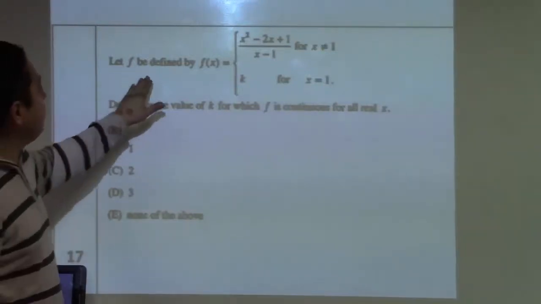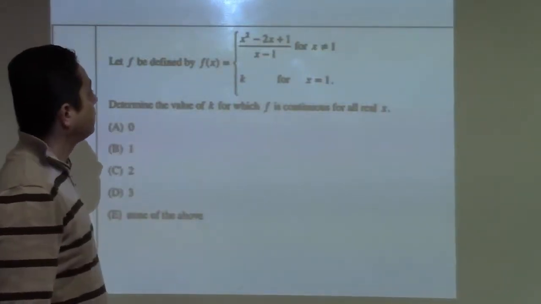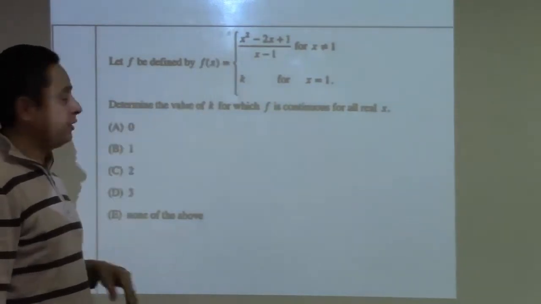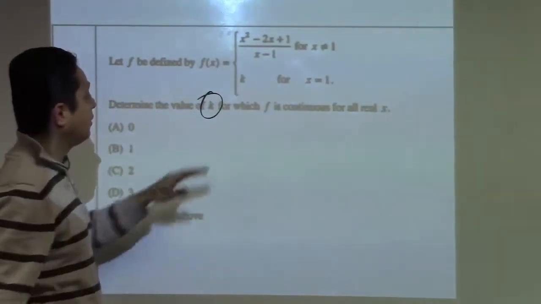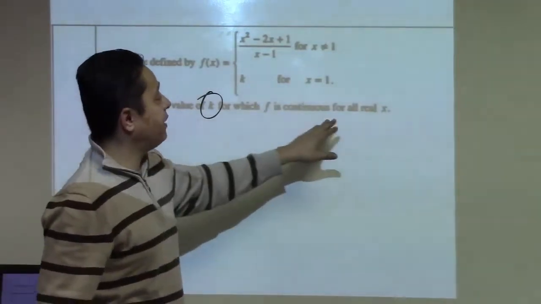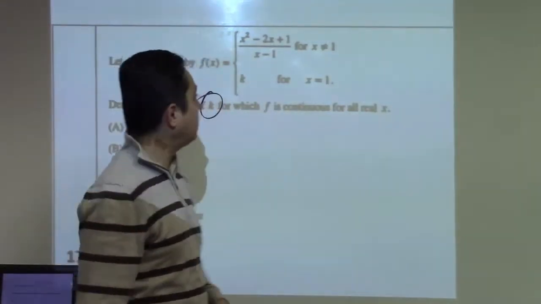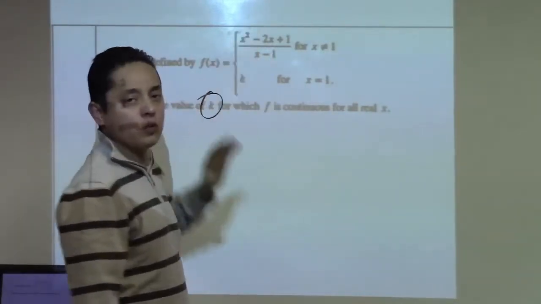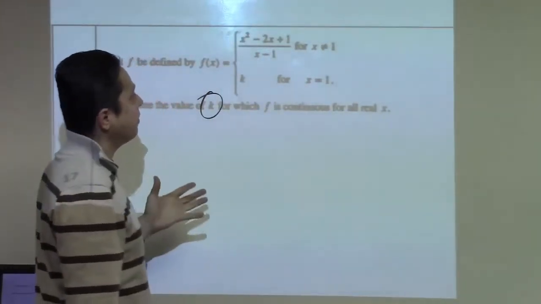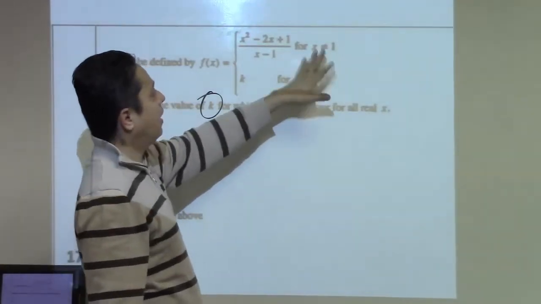Let f be defined by this piecewise function. Determine the value of k for which f is continuous for all x's. Right? Now, this piecewise function, the only problem that it really has is at 1.